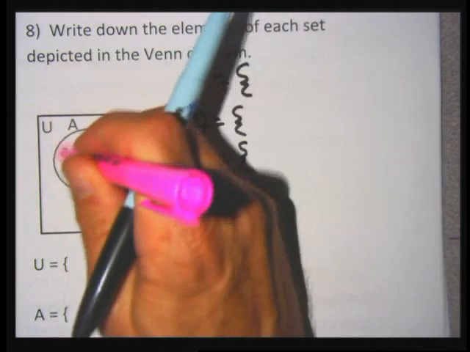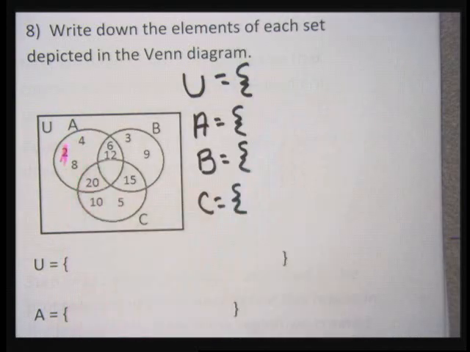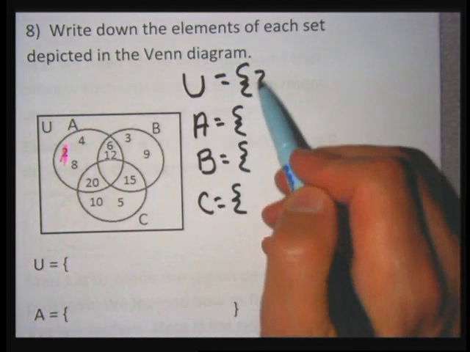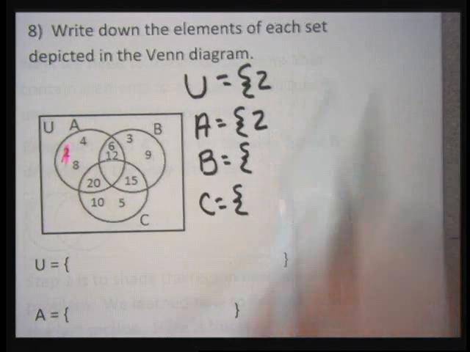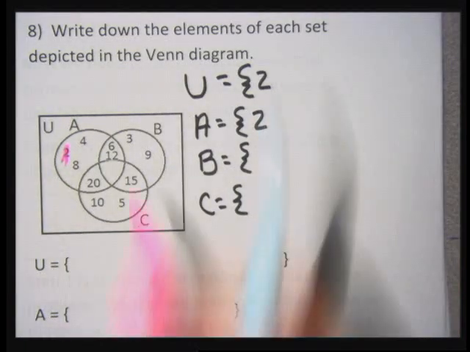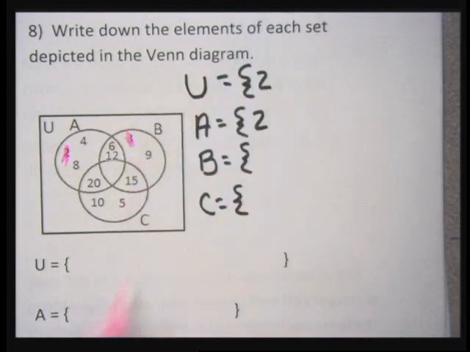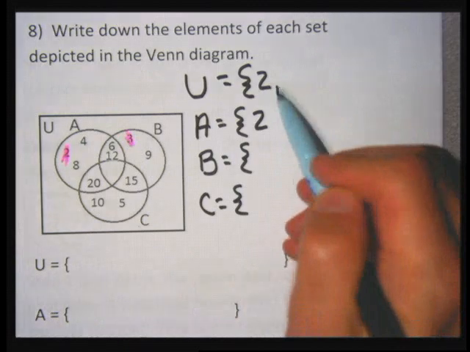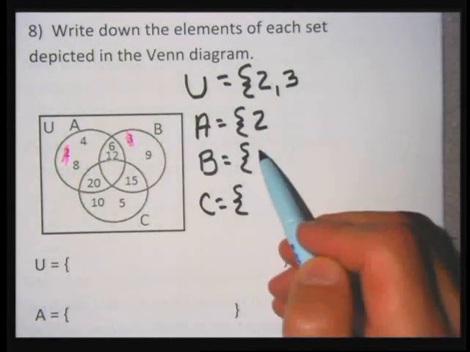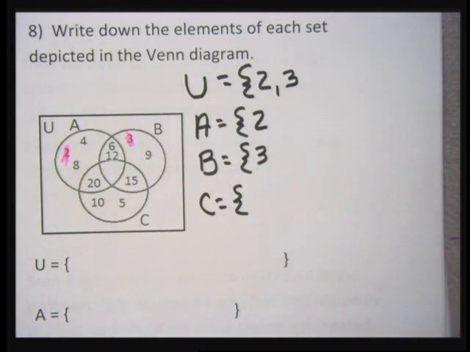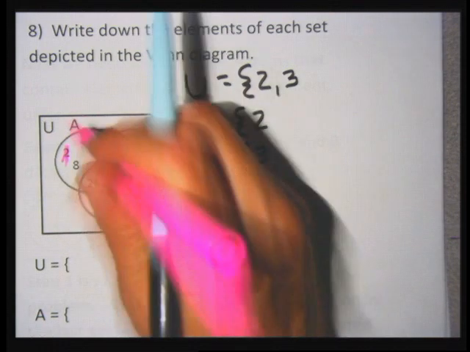So 2 is going to be part of the universal set, and it's going to be part of A, but it is outside the B and the C circle, so I won't put it in B and C. 3 is going to be part of the universal set and part of set B, but 3 is outside the A circle and it's outside the C circle, so I won't put it in any other place but the universal set and set B.